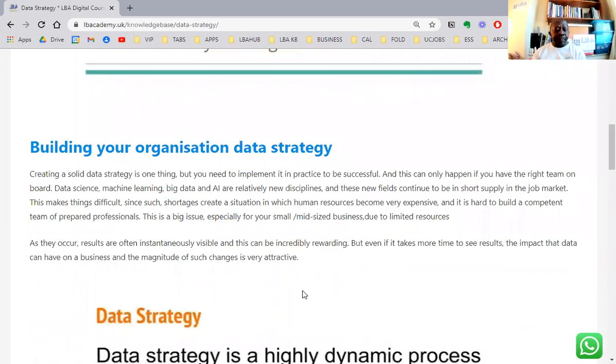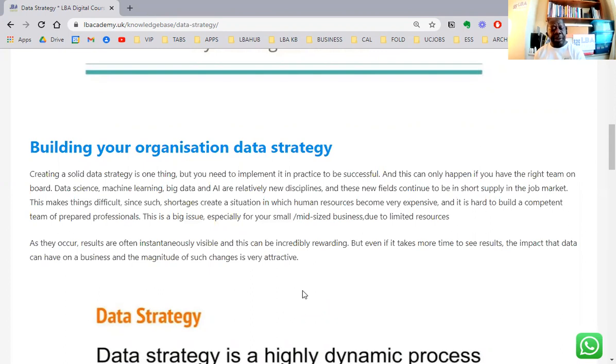And so how does the organization build a data strategy? Creating a solid data strategy is one thing, but you need to implement it in practice to be successful. And this can only happen if you have the right team on board.